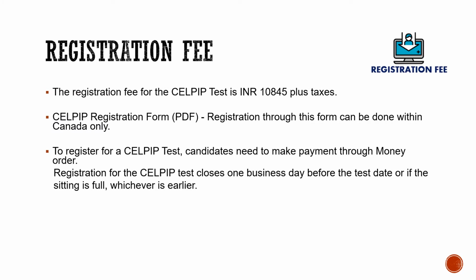The registration fee for the CELPIP test is INR 10,845 plus taxes. The CELPIP registration form for registering by mail can be used within Canada only. To register for a CELPIP test this way, candidates need to make payment through money order. Registration for the CELPIP test closes 1 business day before the test date, or if the sitting is full, whichever is earlier.